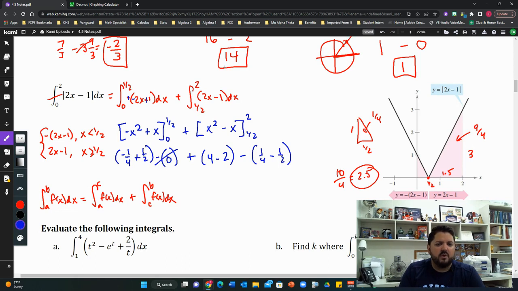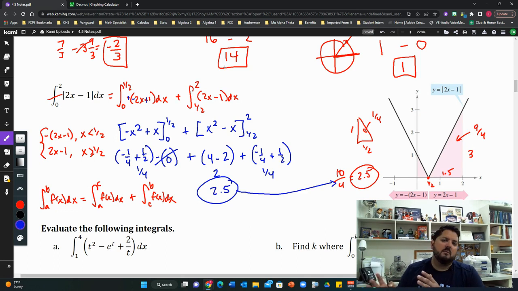Negative 1/4 plus 1/2, that is positive 1/4. 4 minus 2 is 2. And then here, let's distribute the negative, so this becomes negative and positive. So 1/2 minus 1/4 again is 1/4. So 1/4 plus 2 is 2.5, or what we got by geometry.